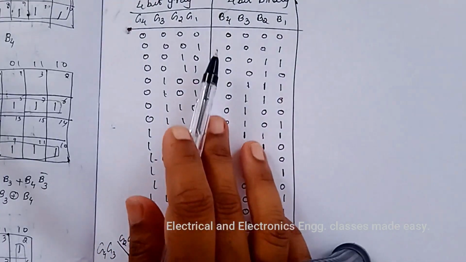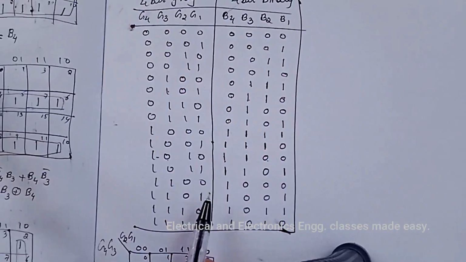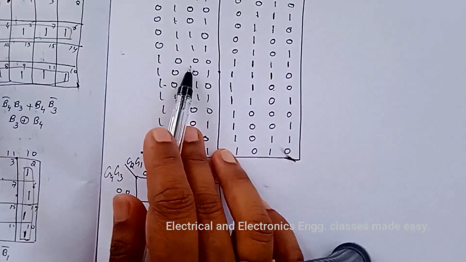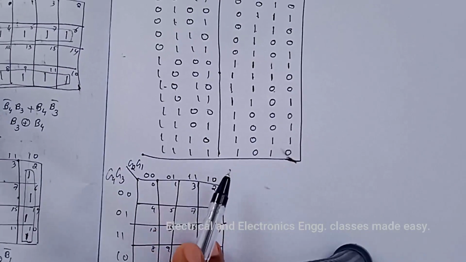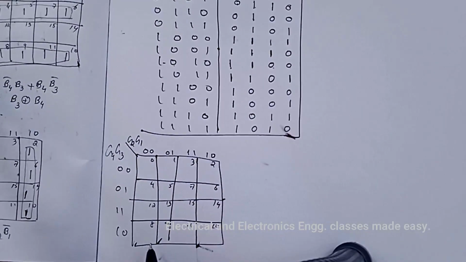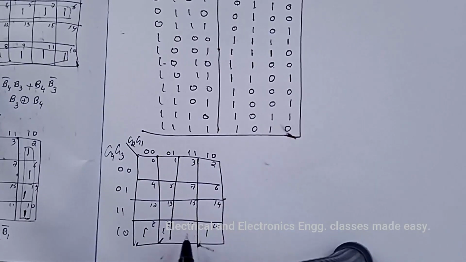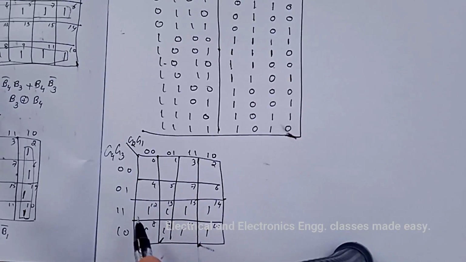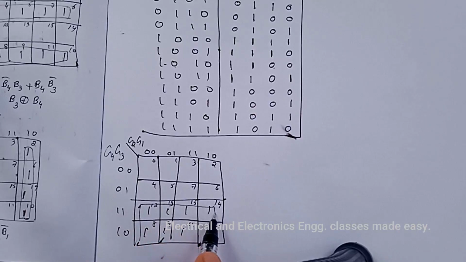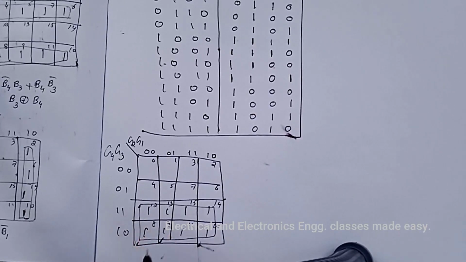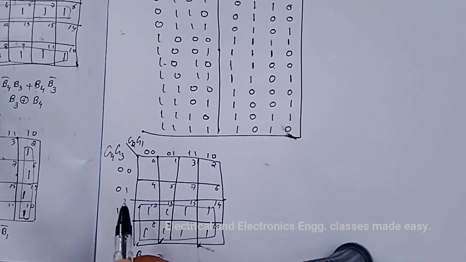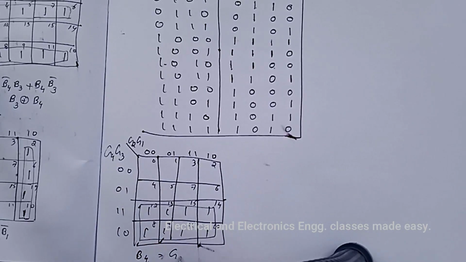First one is simplification for B4, and here 8 to 15 are 1, that is 8, 9, 10, 11, 12, 13, 14 and 15 are equal to 1. So here these 8 squares we can combine. So here B4 is equal to G4.